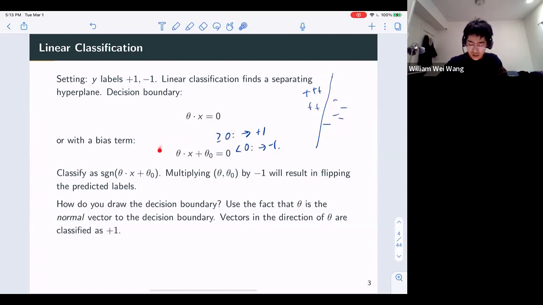If you observe this equation, something you might notice is that if you flip the signs of theta and theta naught, multiplying by -1, then you actually end up having the opposite decision boundary. So you end up predicting each plus as negative and each negative as plus.